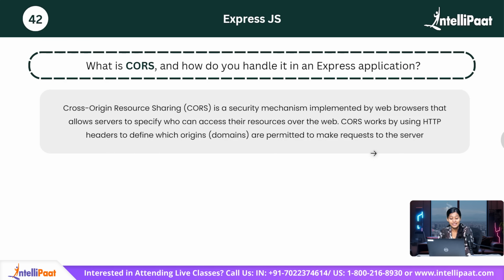Cross-origin resource sharing is a security mechanism implemented by web browsers that allows servers to specify who can access their resources over the web. CORS works by using HTTP headers to define which origins are permitted to make requests to the server. It can control what resources can be shared with other websites that are requesting them, and what kind of resources you are letting go from your website to another website.